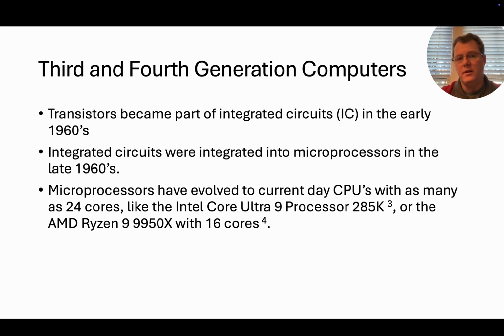So then you had transistors becoming part of integrated circuits, and the integrated circuit contained the transistor as well as other components. And this happened in the early 1960s. Then in the late 60s, integrated circuits were themselves integrated into microprocessors. And microprocessors have evolved in part to what are current day central processing units. And some of these processing units have as many as 24 cores, like the Intel Core Ultra 9 processor 285K, or 16 cores like the AMD Ryzen 9 9950X.